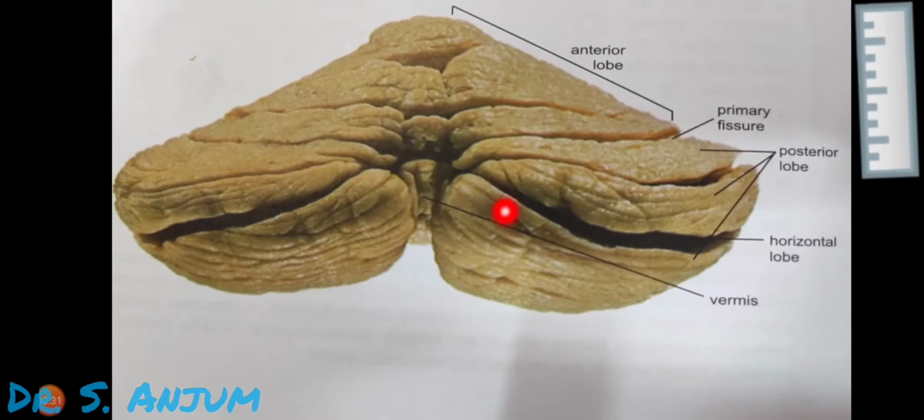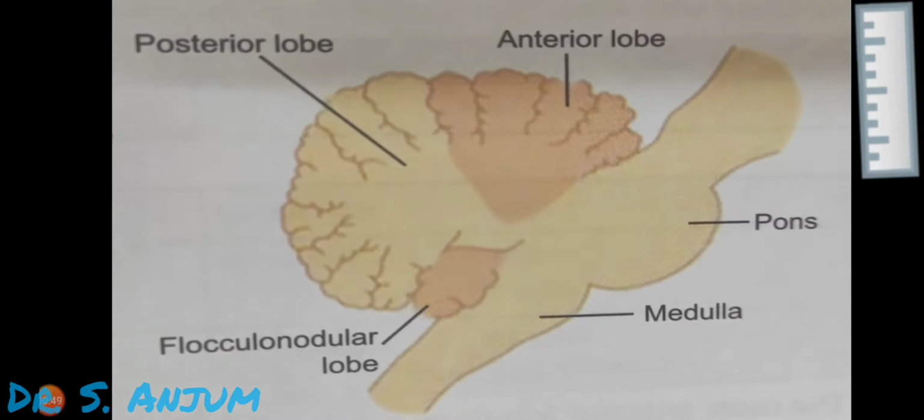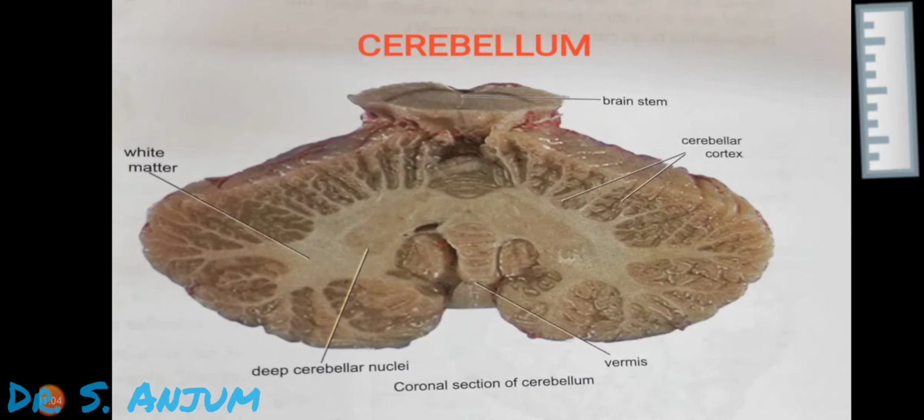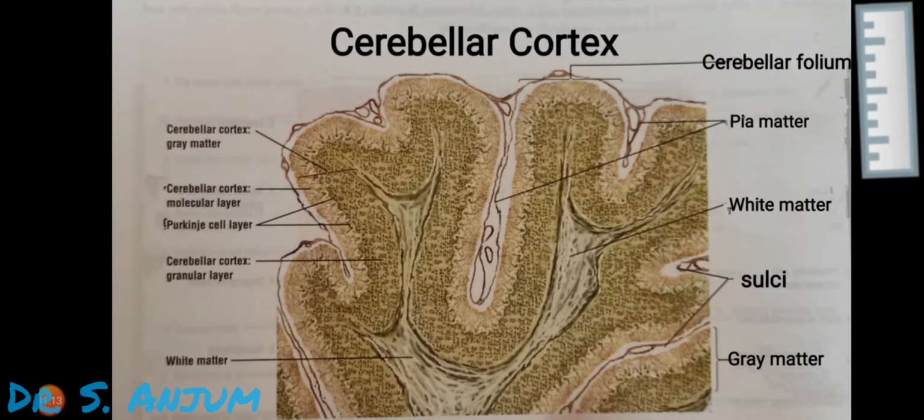It is the cerebellum. It has 3 lobes: anterior lobe, posterior lobe, and folliculonodular lobe. You can see here there is a primary fissure, and this depression is called vermis. So, the lobes are clear here in this diagram. The anterior lobe is above, the posterior lobe is behind, and the smaller one is the folliculonodular lobe. It is the transverse section of the cerebellum. Cerebellum is mainly concerned with maintenance of posture and equilibrium.